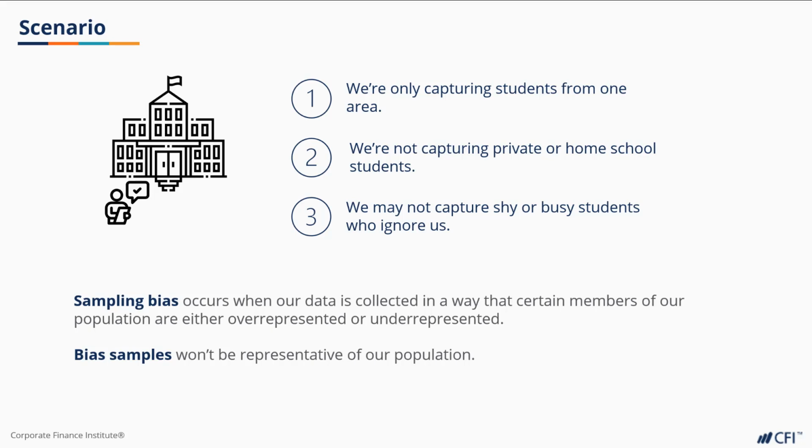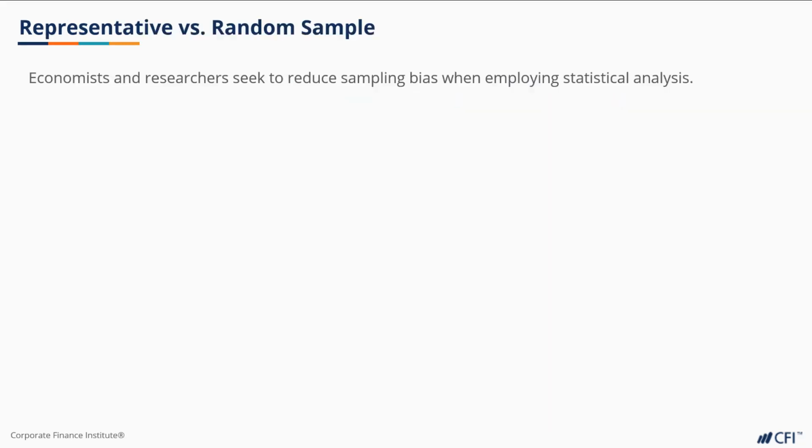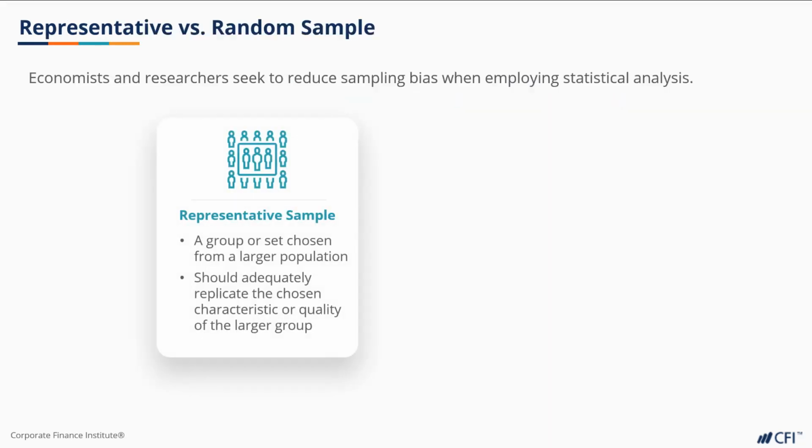When collecting our samples, it is important to do so in such a way that it represents the population as best you can and reduces the chance of bias. There are two main techniques to achieving this. The ideal type of sample would be a representative sample, which covers the population, and it adequately represents all the chosen characteristics of the population.